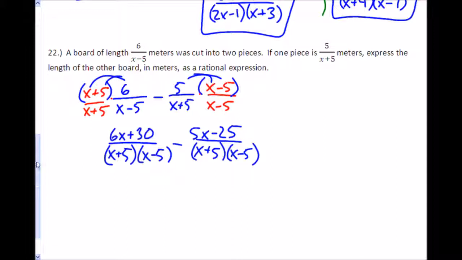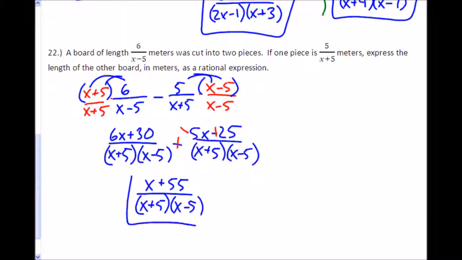And now I can subtract, which is the same as adding the opposite. So that's going to give me an x and a plus 55 all over x plus 5, x minus 5. And that's it. It doesn't reduce, it doesn't simplify after that.